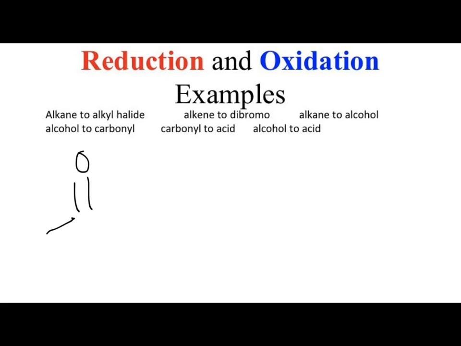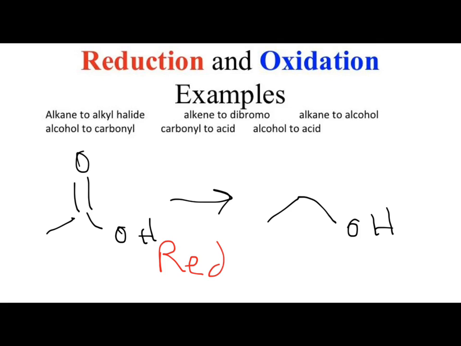Let's go with this. We're going to start with this functional group, which is carboxylic acid, and I'm going to take it to this functional group, which is an alcohol. What happened in this reaction? We lost oxygen bonds, so we're looking at a reduction. Okay? Kind of get the general idea on what's happening?